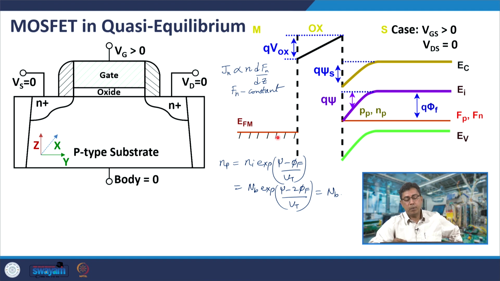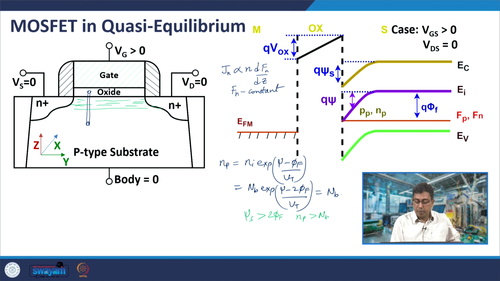That would result in a larger value of chi s. When you keep on increasing the gate voltage, the depletion charge builds up. You would find a larger amount of charge in the Gauss cylinder, and this is the depletion charge. Therefore, the surface potential would keep on increasing. If the surface potential is larger than 2 phi f, we had seen that the electron concentration at the interface NP would be larger than NB.